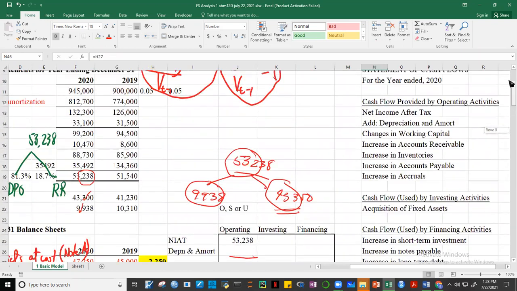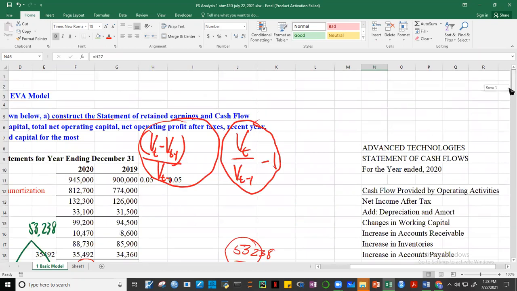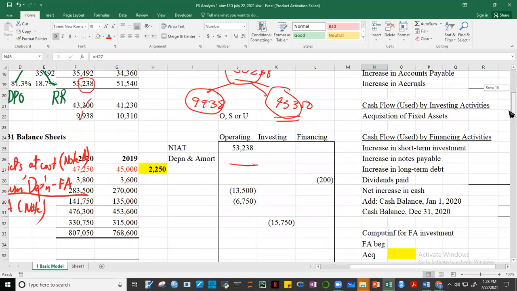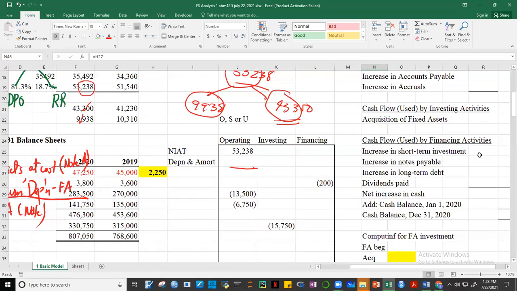Okay, so before we go to the construction of the statement of cash flows, quick review lang. So sabi natin, the statement of cash flows, ginagamit natin yan, create yan para malaman natin yung sources or uses of cash from operating, investing, and financing activities. So one of the best ways to do that is to come up with a template muna.